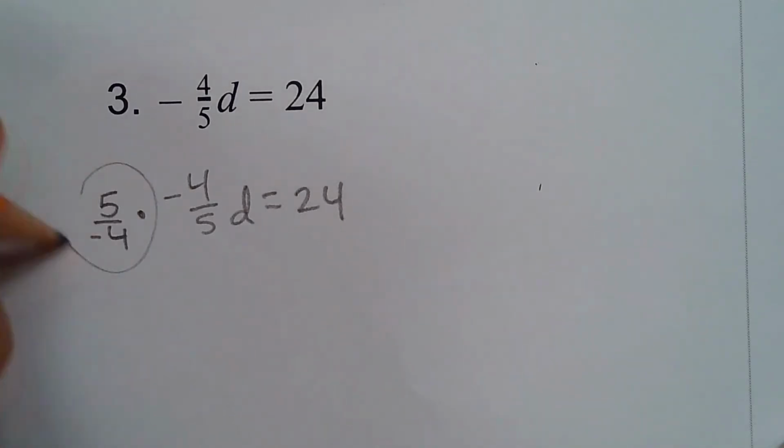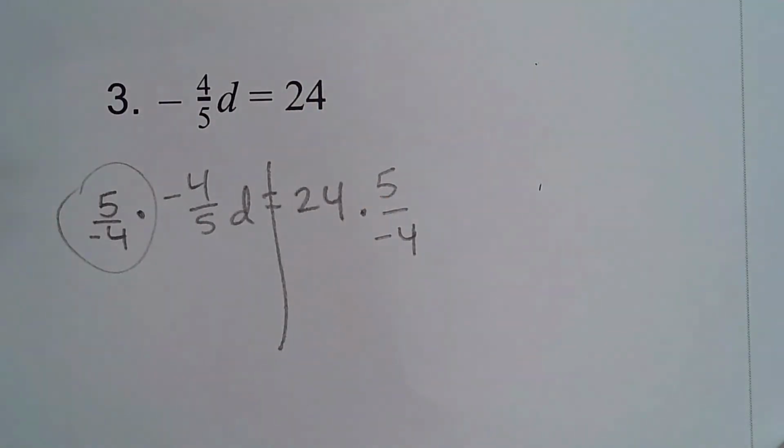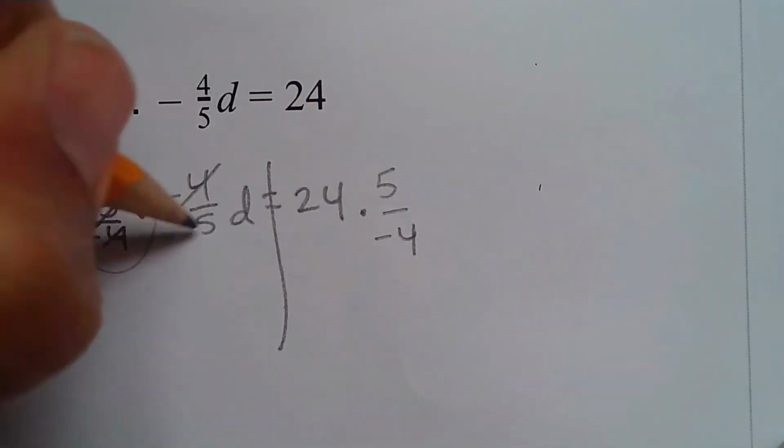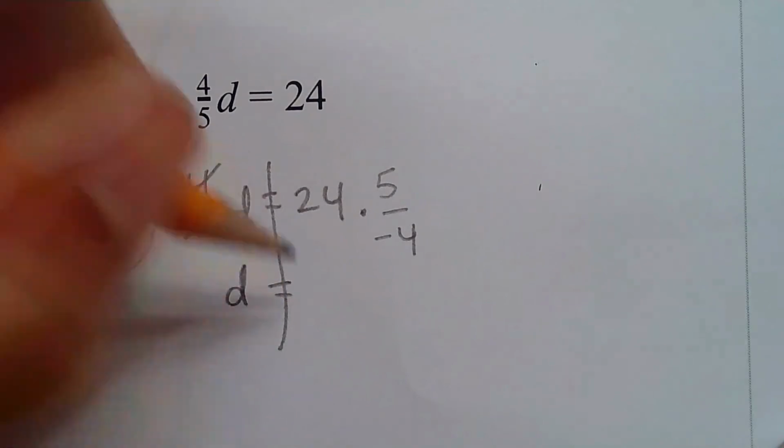Now, what you do to this side, you have to do to the other side, just like the other problems we're working on. So 5 over negative 4, and these all cancel, see? And now we're about to find out what d is.